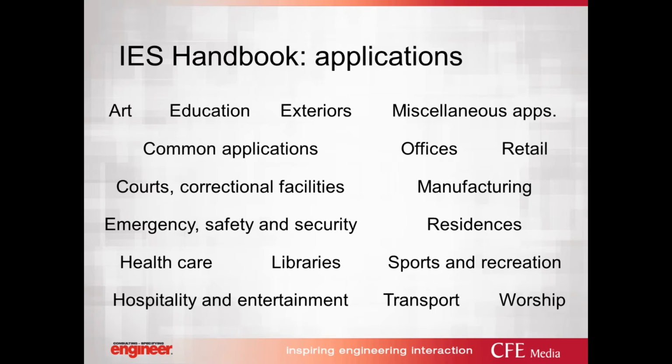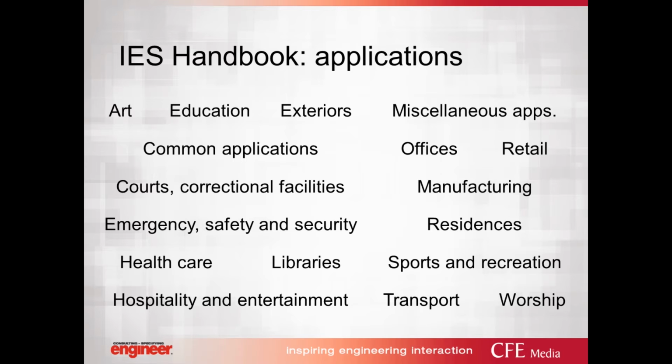The application section is a lengthy section of the book. It breaks down into all of these different categories, so art, education, exteriors, common applications, and so on. Each of these sections includes breakdowns in detail of the section type. So for example, if you have a section called reading and writing, which is found in common applications, you're going to end up with all different sorts of reading and writing broken down. So there might be computer writing, pencil writing, pen writing, things like that, broken down in detail about what those light level requirements or recommendations are.